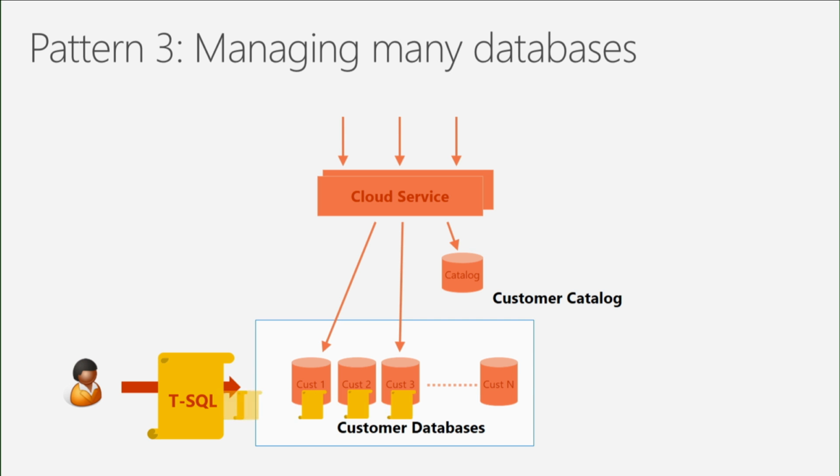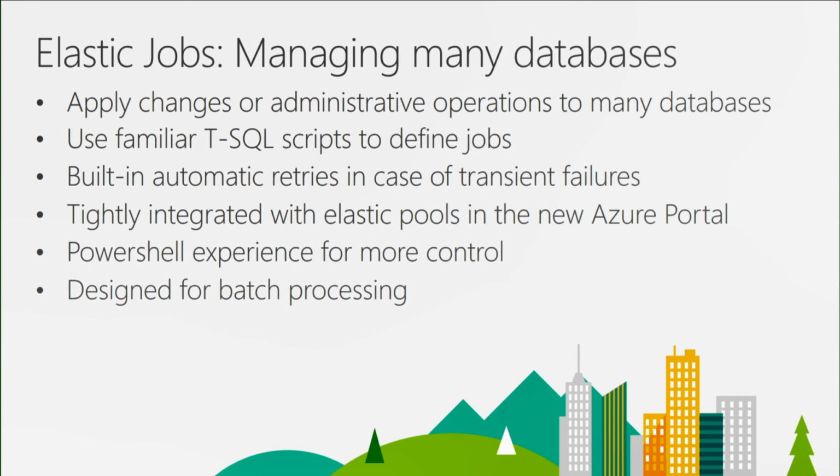The key thing here with Elastic Jobs is this capability to define a target group set and then take that one T-SQL and execute that across the entire set as if it's one database. So now you have this scaled out data tier, but you've reduced the complexity of managing that data tier as if it's one database.